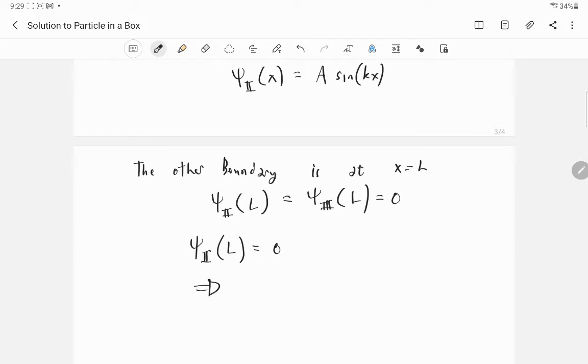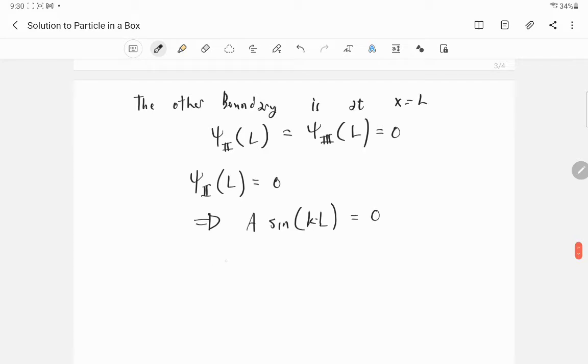So what this implies is a times the sine of k times x, at x equals L, which is kL, has to be 0. There's one thing you could do, which is a equal to 0. This one is, let's not go there, right? Don't set a equal to 0, because if you do, it implies that psi is equal to 0 everywhere.